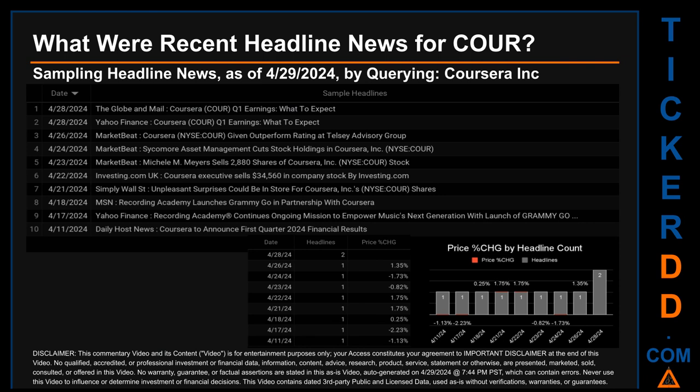The latest publication date was the day with the most found headlines. I have not yet received pricing data for that day, so cannot calculate the day's percentage change in price. The latest publication date of Sunday, April 28, 2024, was actually the day with the highest percentage change in price. It saw a price jump of 1.75%.